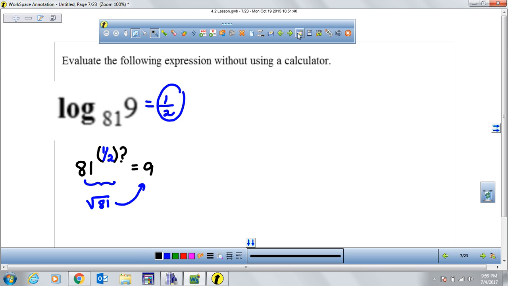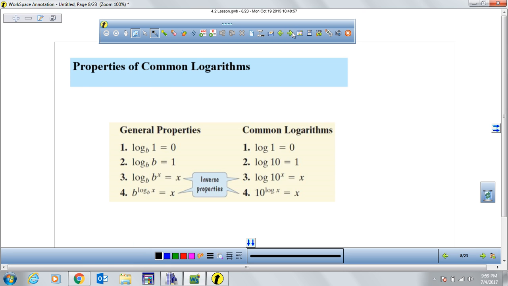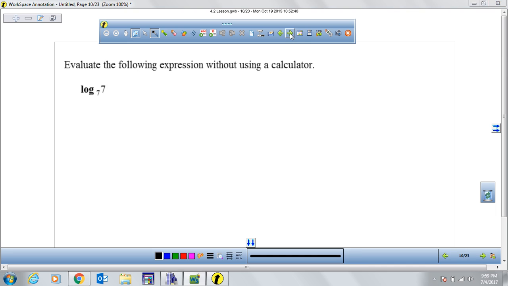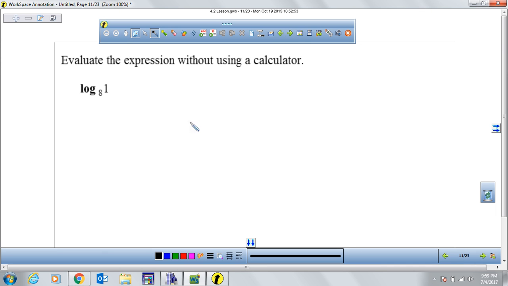Next expression. Before going into this, we're going to look at some special properties. This one says evaluate the expression without using a calculator. Before I show you the special properties, let's look at this the way I was doing it so far. This expression means that I'm looking for a power that when I raise 8 to that power, it gives me an answer of 1.